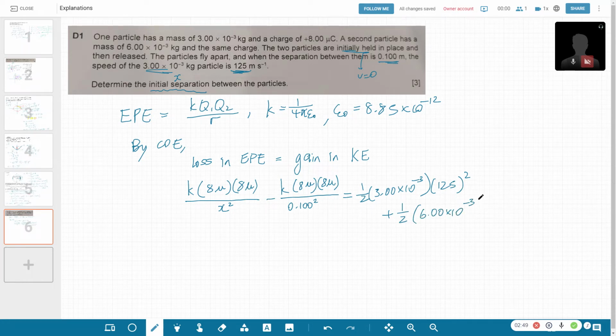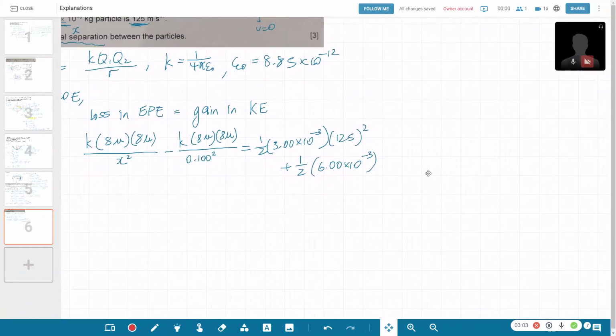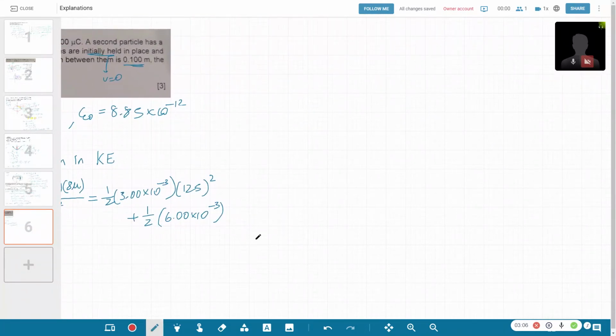Now for this one, we need to find the new speed. It's actually pretty simple. Let me just change the color and show. So basically you have your speed. Let me just write it here. You can find it by conservation of momentum. So by conservation of momentum, 0 equals m times 125 plus 2m times v.